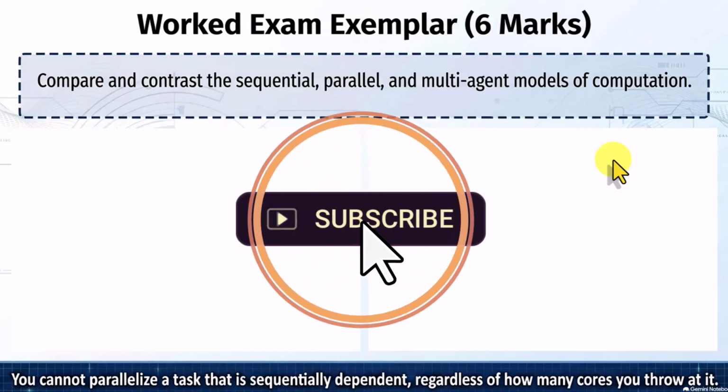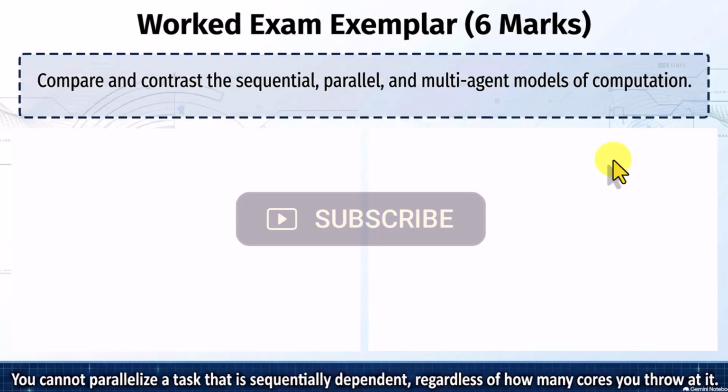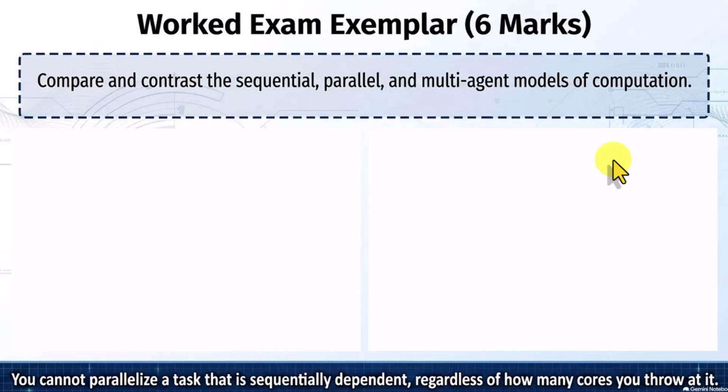We just got to the questions, okay? What exemplar? 6 marks, for example, this has, okay? Compare and contrast the sequential, parallel, and multi-agent models of computation. So based on what we have studied or discussed in this video, okay, pause the video, write your answers, then play the video and compare your answers with what we have here.